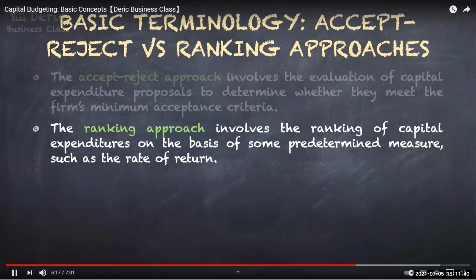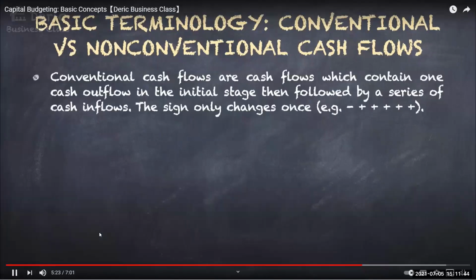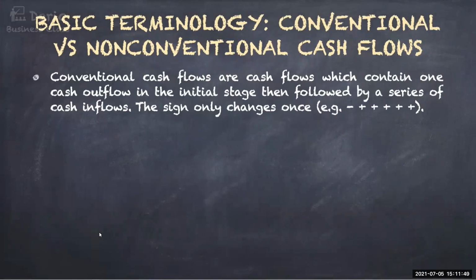Next, conventional cash flow versus non-conventional cash flow. Conventional cash flows are cash flows which contain one cash outflow in the initial stage, then followed by a series of cash inflows. The sign only changes once. In other words, at the initial year you pay to invest, afterwards, you will receive cash inflows.